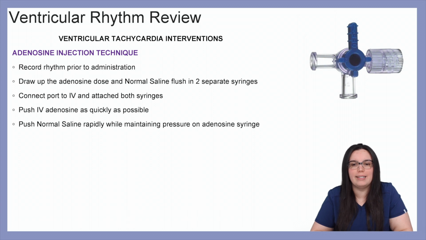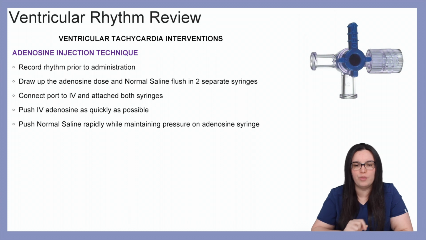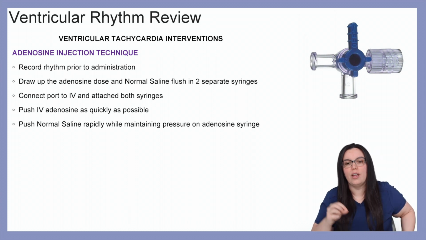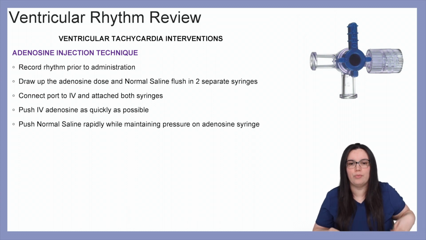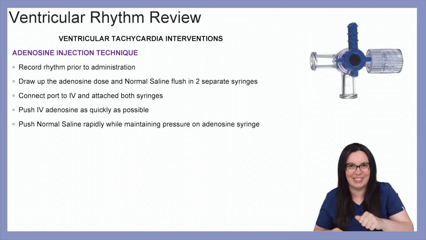We're going to draw the adenosine up based on the dose that we're giving, and we also want to make sure that we have 2 separate syringes of normal saline, both 10 mLs. We're going to connect a port to the IV, and we're going to attach both syringes to that port. We're first going to push the IV adenosine as quickly as possible, and then we're going to remove that port dial to push the normal saline as rapidly as possible while maintaining pressure on the adenosine syringe.